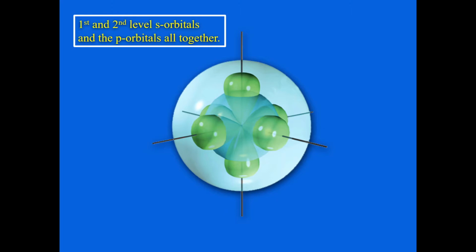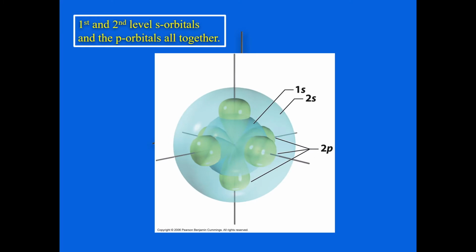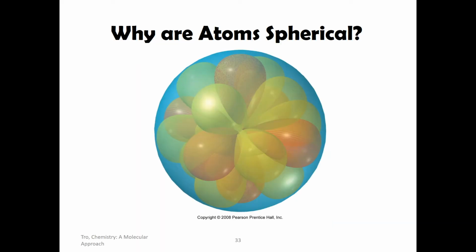So if we were to look at, for example, this one, we see 1s, we see a 2s, and then we see 3 2p orbitals. They all stack together, and this is the reason why atoms look spherical, because all these orbitals stack on top of each other and overlap. They all twist around each other trying to get as distributed as possible, and this gives it an overall spherical shape.